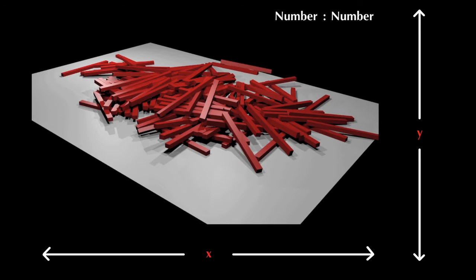For example, if our aspect ratio was 16 by 9, then this would represent a width of 16 units by a height of 9 units.